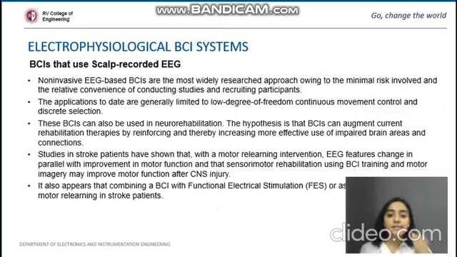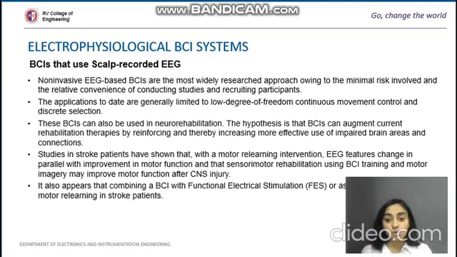What are the existing electrophysiological BCI systems? So these classifications are based on the different types of signals that are used in the BCI systems. So the first system is using the scalp recorded EEG. This, as we just saw there, is a very non-invasive procedure, and it just involves placing electrodes on the individual's scalp. But then the limitation is that it can only lead to a very low degree of freedom movement. But then this can be used in neurorehabilitation.